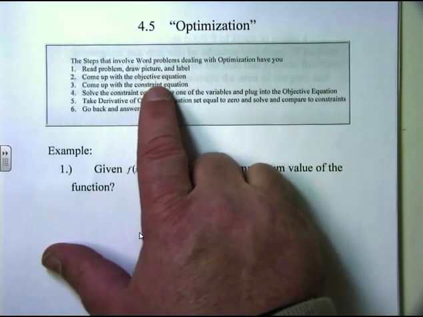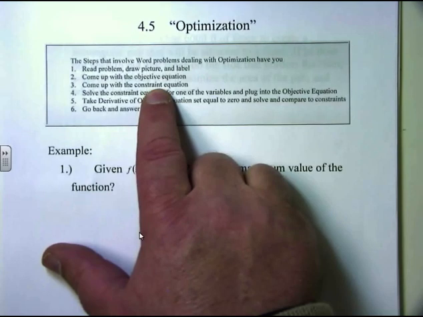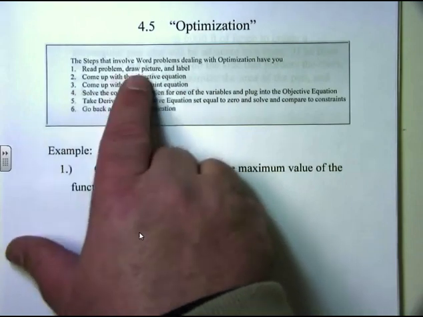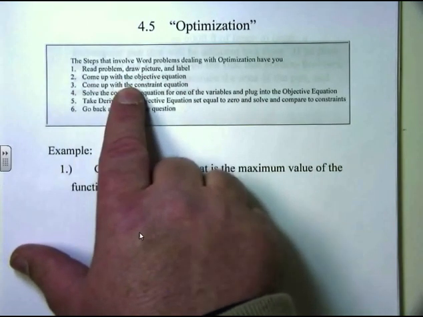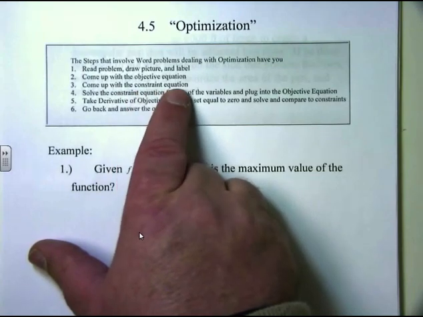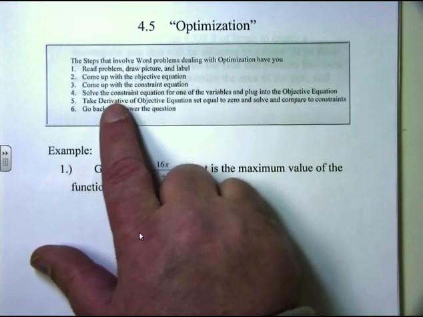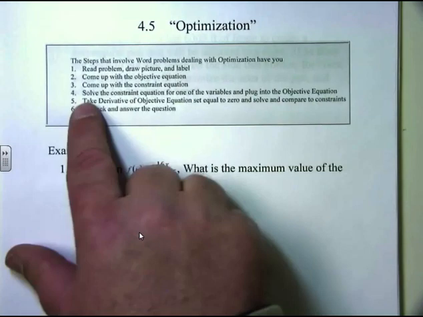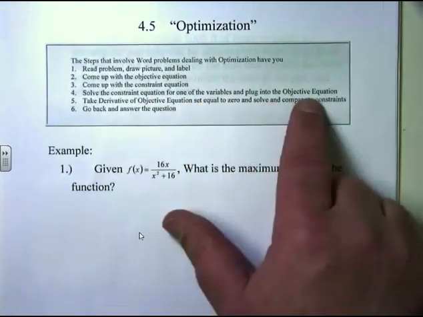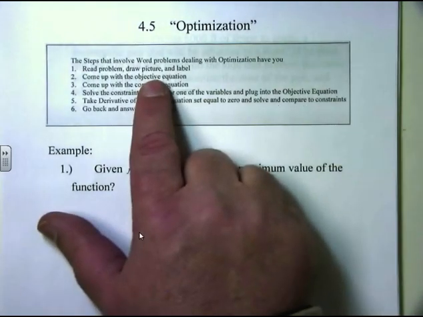But in each problem, they're going to give you some kind of constraint, some kind of special relationship about the problem. That's called a constraint equation. You're going to have to take those variables in that picture and come up with what they tell you as a constraint equation. They give you some kind of constraint, and you're going to make an equation out of it. So what you're going to do then is take the constraint equation and solve for one of the variables and plug it into the objective equation, because usually the objective equation has too many variables in it.